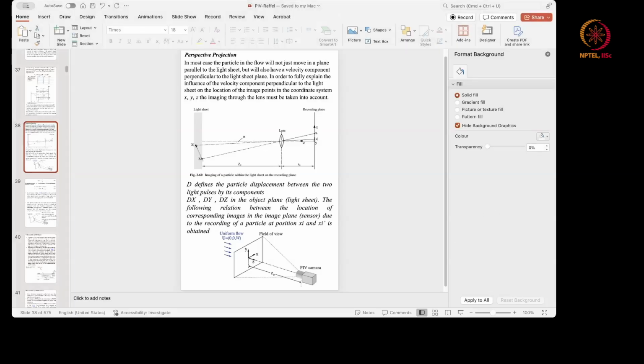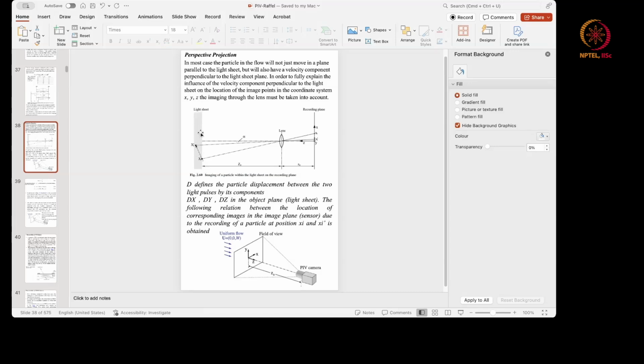All right. So, in this particular part of the PIV lecture, we are going to talk about perspective projection. Now, as you know, in most cases, the particle in the flow field, for example, if this is the flow field and if this is the laser sheet that is illuminating the flow field or part of the flow field, the particle may not just move in the plane of the light sheet. This light sheet has got a finite thickness.